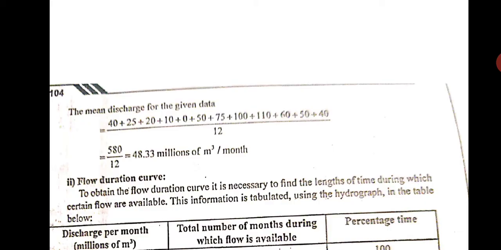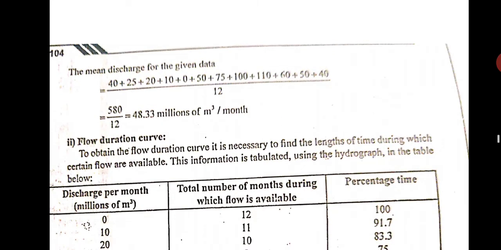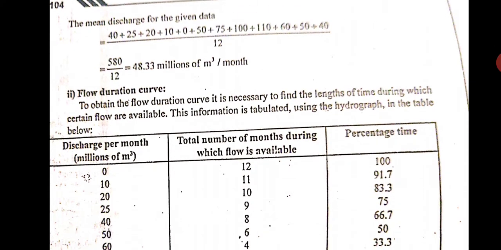Why do we have to calculate the mean discharge? Because we also have to calculate the power developed at the mean discharge. In the problem, part C, they asked for the power developed at mean discharge. So that is 48.33 millions of meter cube per month.